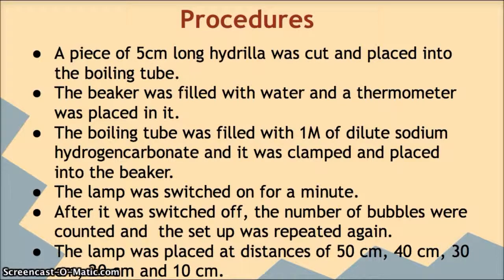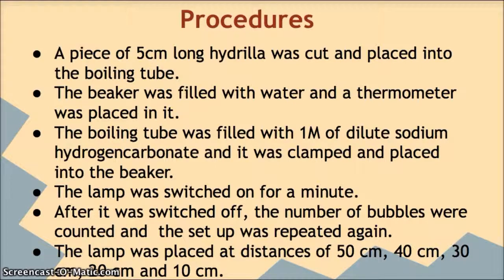Procedures. A piece of 5 cm long hydrilla plant was cut. The 500 cm³ beaker was filled fully with water and placed on the tripod stand. The boiling tube was filled with dilute sodium hydrogen carbonate and the hydrilla plant was placed in it. The boiling tube was clamped and placed in the beaker. The thermometer was also placed in the beaker.